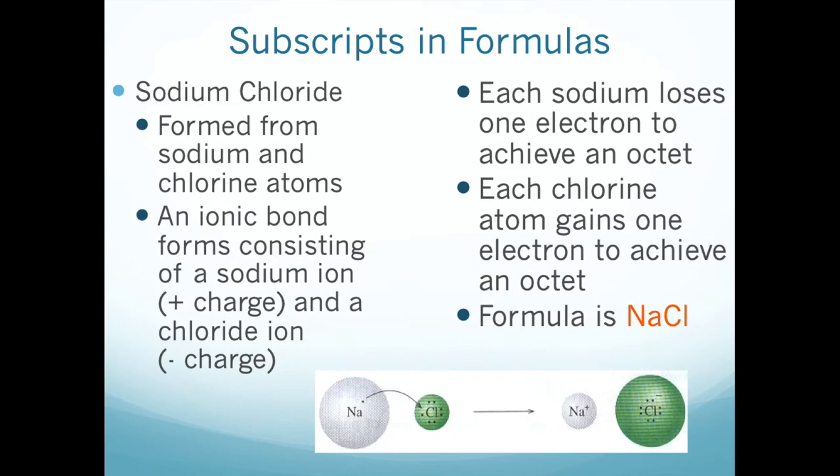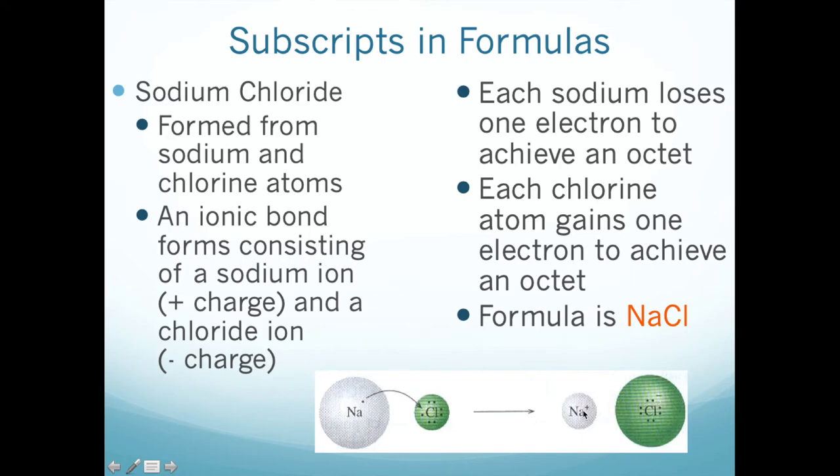So let's see a couple of examples and see how that works. Let's say we're looking at sodium chloride. A sodium atom has one valence electron, so it loses that one electron to form a sodium ion with a +1 charge. As you can see here, it does that by transferring that one electron to a chlorine atom. Chlorine needs only one electron to meet the octet rule, so it takes that one electron and forms a chloride ion with a -1 charge.